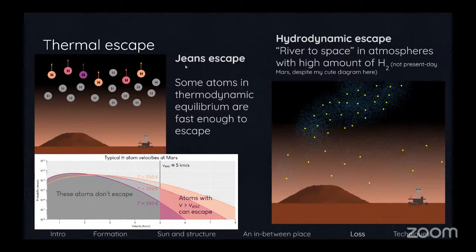This is more operating in atmospheres without a huge amount of hydrogen. It's especially effective at Mars. It's not very effective at Venus and Earth because it also depends on gravity, and Mars has a lower gravity than those two. But on other planets that maybe have higher gravity and maybe have a much higher percentage of hydrogen in the atmospheres, you can get this phenomenon called hydrodynamic escape.